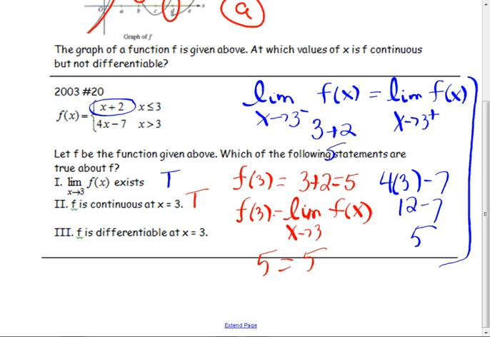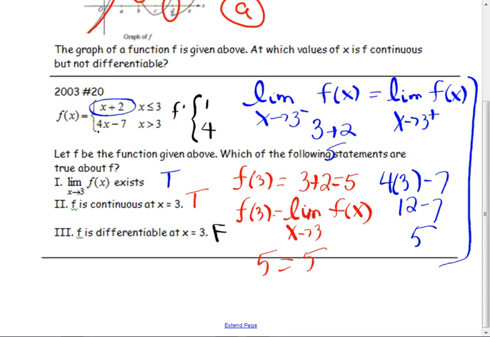That is true. Is the function differentiable at 3? Well, what's the derivative of this? I can write another piecewise function, f prime, if I want to. What's the derivative of the top function? 1. And the derivative of the bottom one is 4. And for a function to be differentiable, those two numbers have to be the same. The derivative from the left has to equal the derivative from the right. So is that true? No. Now, if the question had been which one of the following statements is false, I would answer 3.